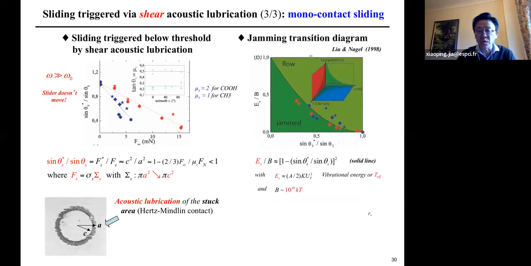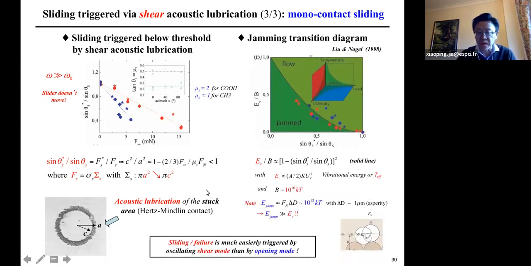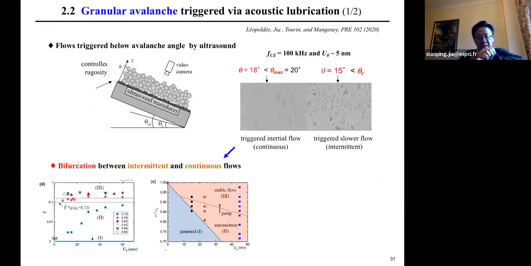So this is really a very important thing. I want to stress one point: this kind of triggered flowing is with this shear mode, okay? It's not the opening wave mode, because it's much more efficient to create this kind of failure with the opening wave mode, by a factor of about 100. We have two orders of magnitude between this shear-induced triggering, the fluidization or acoustic lubrication, and the opening mode. So it's really the message for this controlled study.